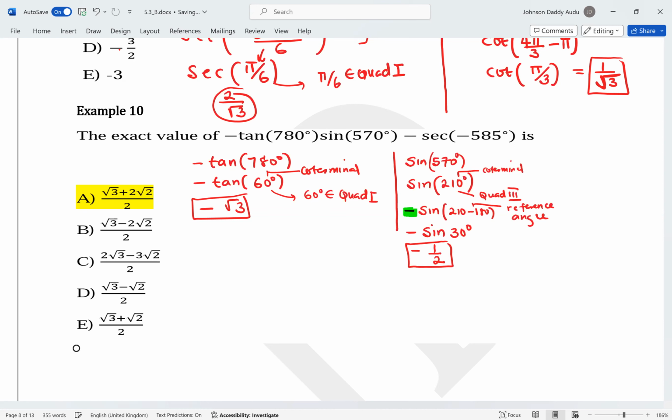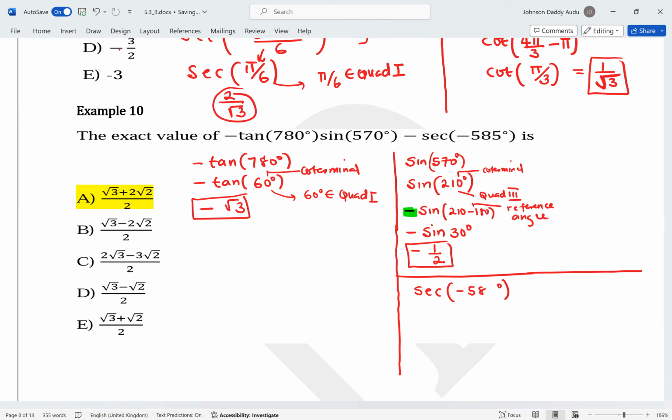All right. Then let's look for the third term. So where is the third term? The third term is this one, which is, let's forget about the minus first. Let's take sec of minus 585 degrees.